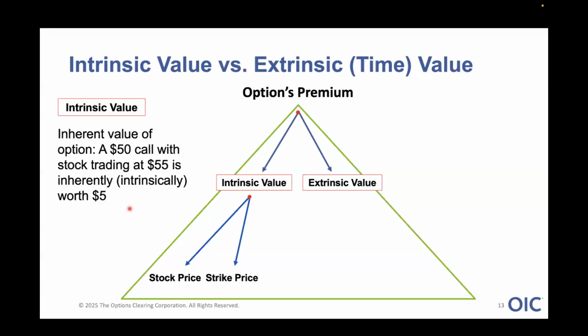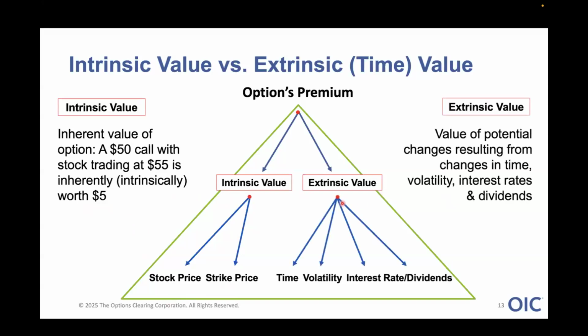Well, maybe this option has 3 weeks to go, and it's not trading for 5, it's trading for $6. If it's trading for $6, we know that $5 of that option's value is intrinsic value. The remaining dollar has to be extrinsic value. And extrinsic value is comprised of time, interest rates, dividends, and implied volatility.